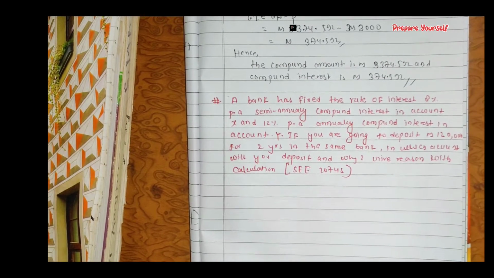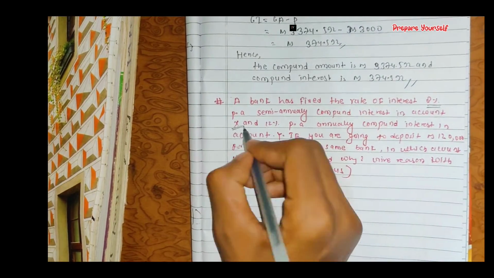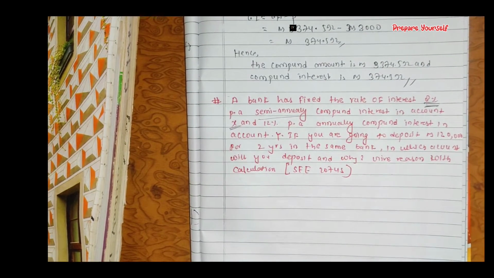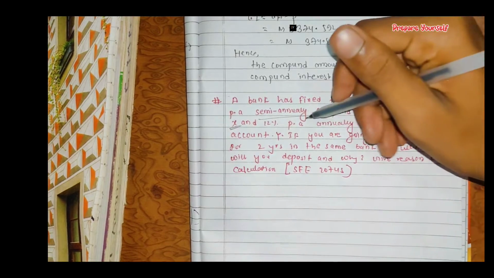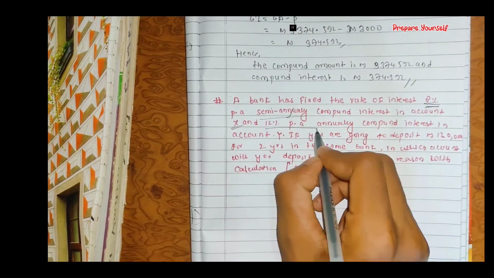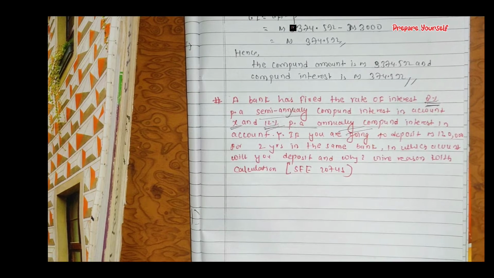In this question we are given the rate of interest in account X, 8% semi-annually for 2 years. So we have to find the semi-annually compound interest for account X, and secondly the compound interest in account Y at the rate of 12% compounded annually for 2 years. We have to find the compound interest of both and show the solution by comparing them.